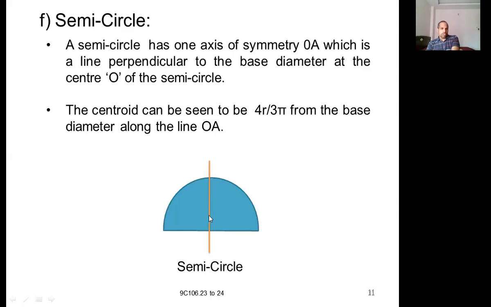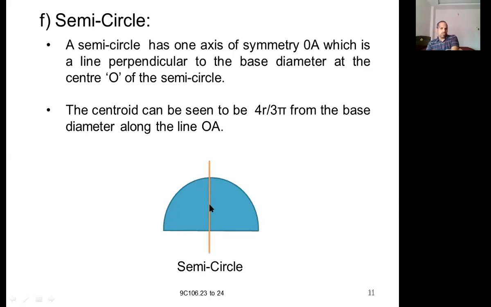From here to here it will be half, because symmetry means this will divide into two equal halves. That's why it will be half of the distance. If the total diameter is d, then x bar from this line is d by 2. That's no issue at all. No calculation is required. Directly you can see.